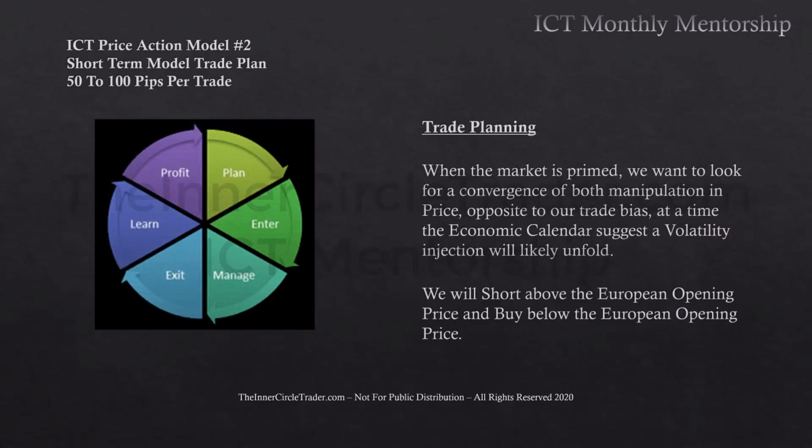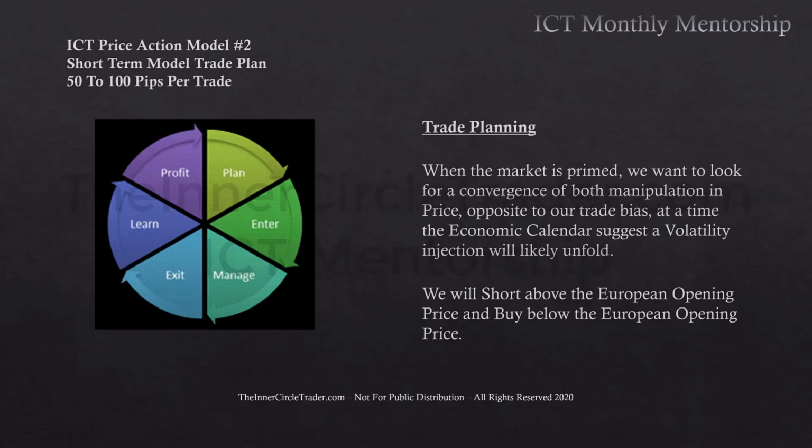All right, trade planning. When the market is primed, we want to look for a convergence of both manipulation in price opposite to our trade bias at a time that the economic calendar suggests a volatility injection will likely unfold. What we're looking for is some snappy, sharp price movement in the opposite direction, trading into our predetermined level of entry.